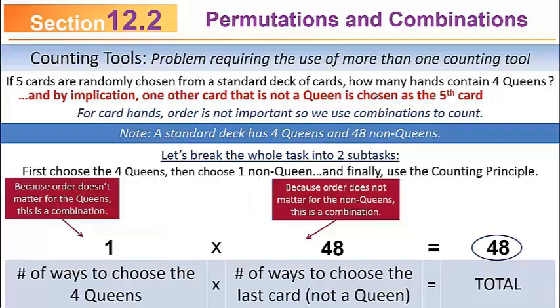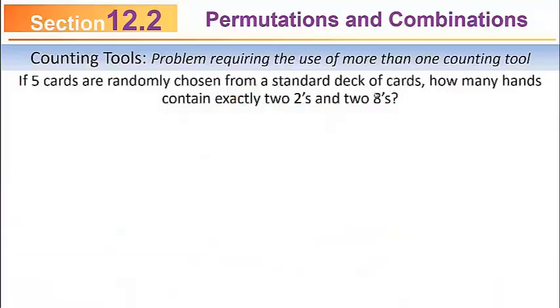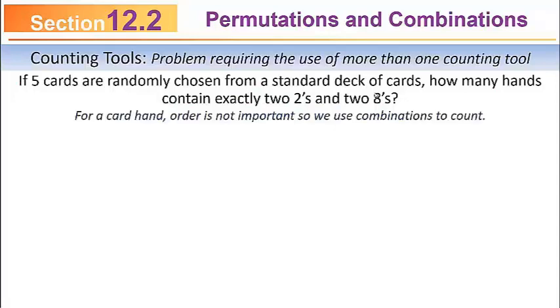Again, another problem where you're using 2 of your tools. You're using the combination tool inside of the counting principle tool. If 5 cards are randomly chosen from a standard deck of cards, how many hands contain exactly 2 2s and 2 8s? It's very similar to the other problem.